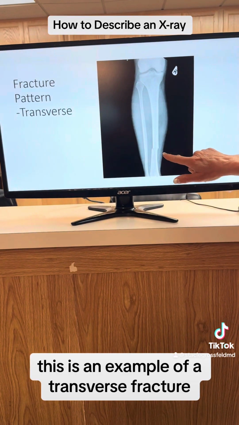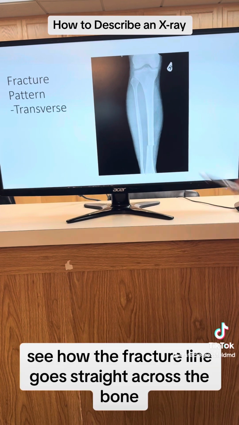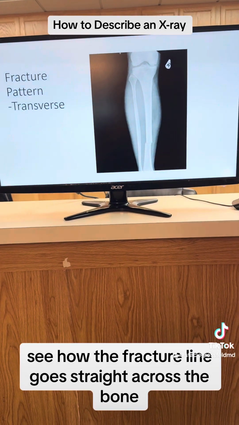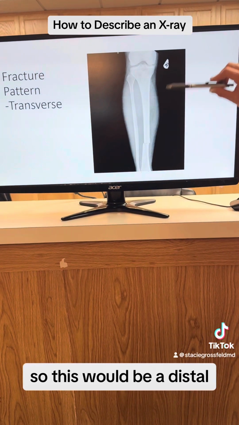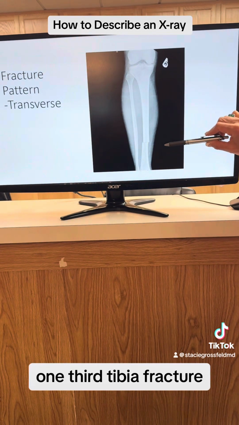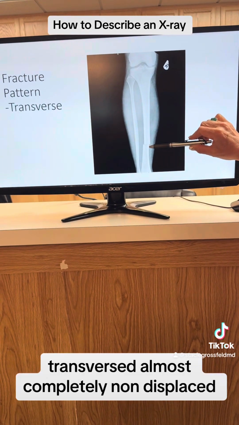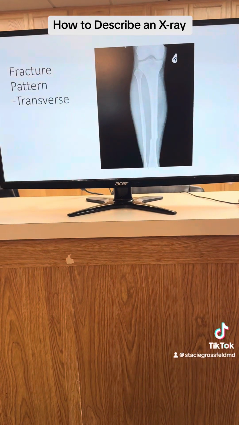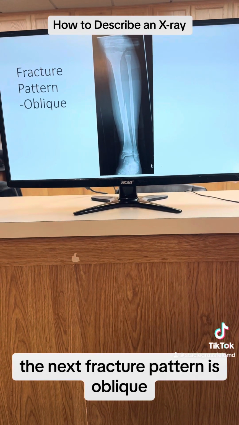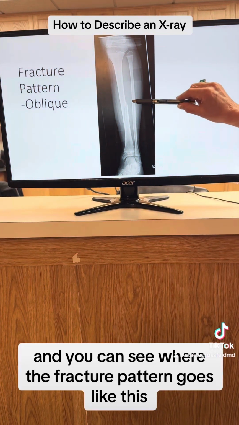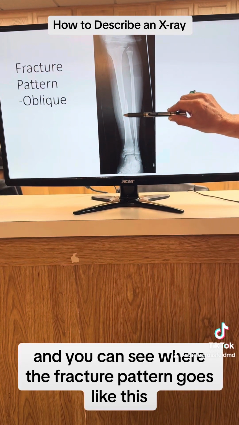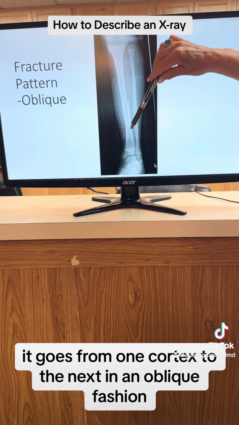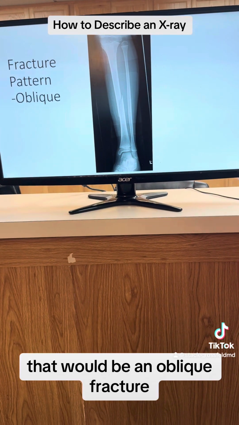This is an example of a transverse fracture. See how the fracture line goes straight across the bone? So this would be a distal 1/3 tibia fracture, transverse, almost completely non-displaced, at least on this AP view. The next fracture pattern is oblique. And you can see where the fracture pattern goes like this. It goes from one cortex to the next in an oblique fashion. So that would be an oblique fracture.